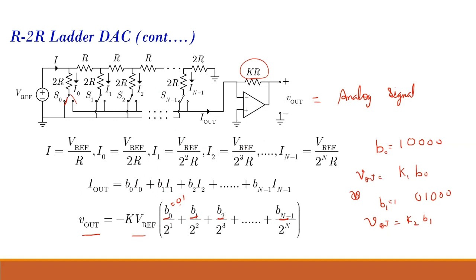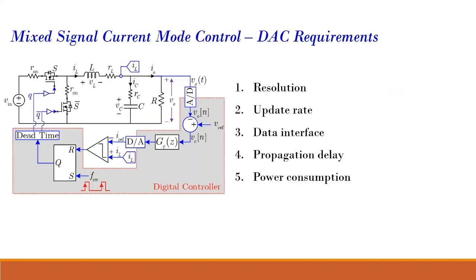So this is for the DAC, and the delay of the DAC is quite small compared to the delay of the ADC, but nevertheless there will be some delay in the DAC. This is where a DAC is used in our digital implementation. The I reference of n is converted into I ref, and that is compared with the inductor current using an analog comparator. This is for my mixed signal peak current control. This is how we are using a DAC.